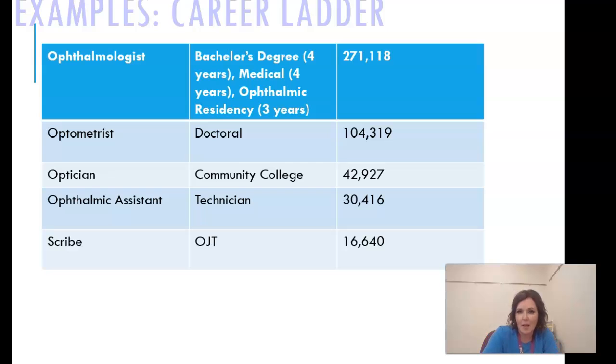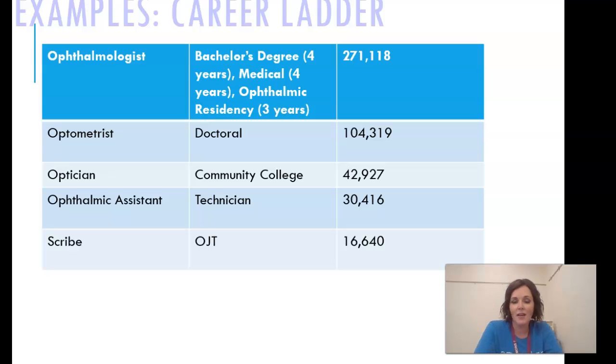Okay, so here's another example of a career ladder. Somebody who is a scribe is somebody who just has on-the-job training. They work in the eye care facility. And sometimes they're taking notes and things like that and doing paperwork, okay? An ophthalmic assistant is usually somebody who has a 1-year degree, and they can work with the ophthalmologist. An ophthalmologist is somebody who is a medical doctor, and they chose to specialize in eyes. So they are the people who do eye surgeries and things like that, okay?